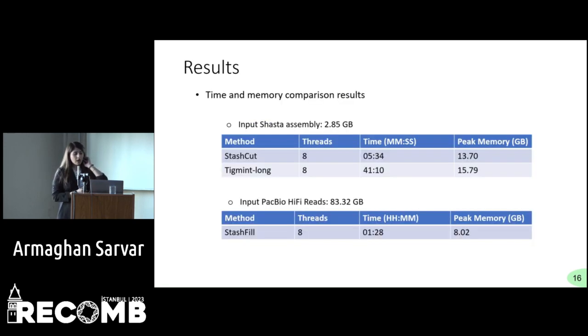Here we show the time and memory comparison results for stash and Tigmint-long. As we can see, stash uses a similar amount of memory, and although the complete pipeline of stash is currently slower than Tigmint-long, it still executes in less than 2 hours.